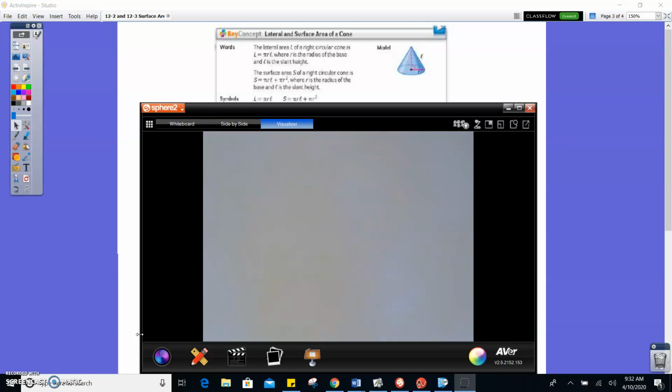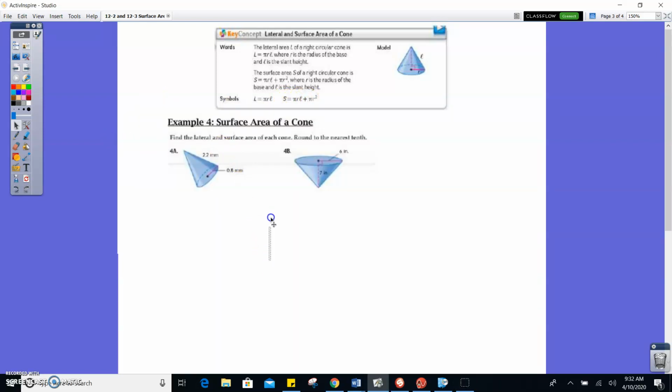Today we're going to be looking at lateral and surface area of cones. So if we look at our key concept, it gives us our formulas. Our lateral would be pi times radius times the lateral slant height. And then to go to total, we just add in our pi r squared. So let's go here and look at our first example.